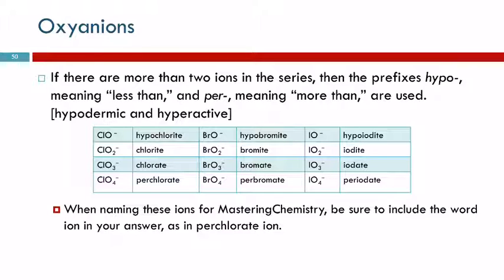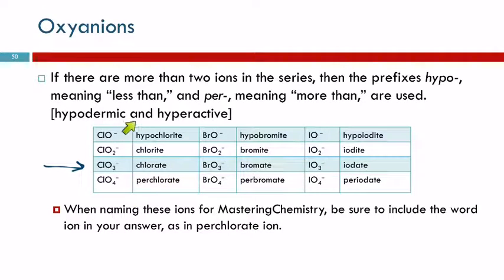Hypodermic needle. Ew. Does it give you the creeps? Below the dermis, below your skin. A hypodermic needle goes below your skin. A hypochlorite has one less oxygen than the light version of chlorate. Okay? And then you can also have one more oxygen than this one that you memorize. So this is the row that you memorize, the 8s. And one more oxygen is perchlorate.